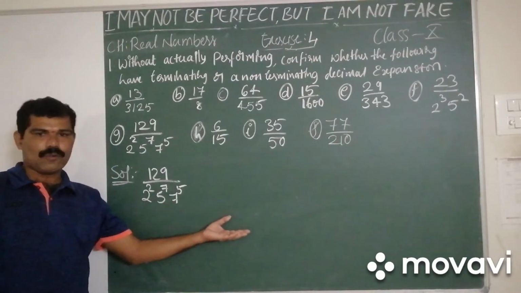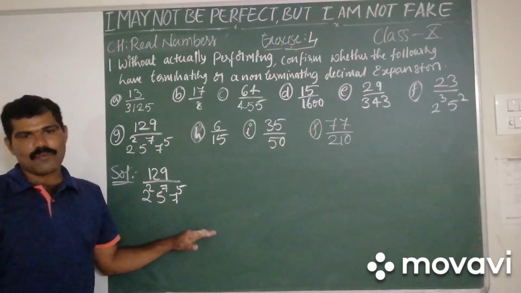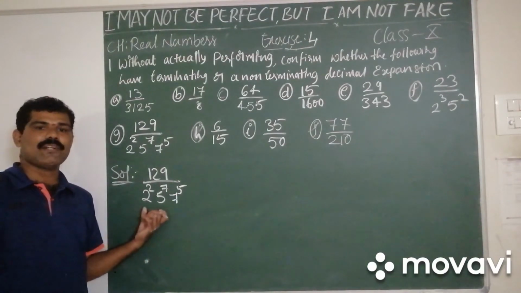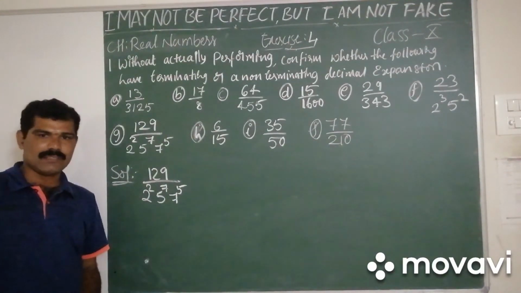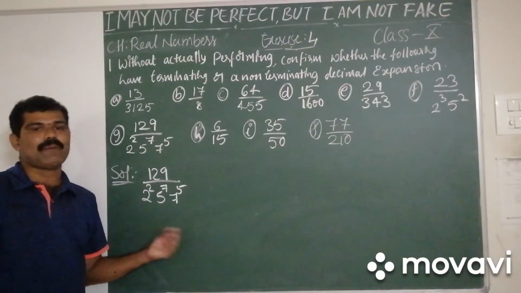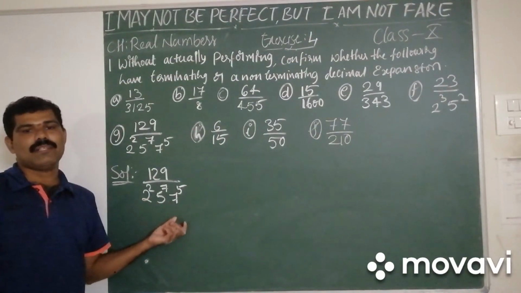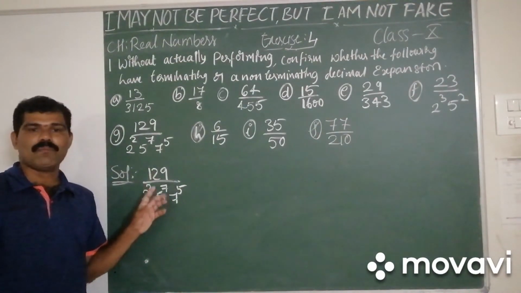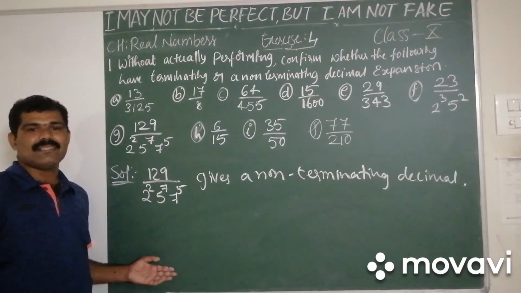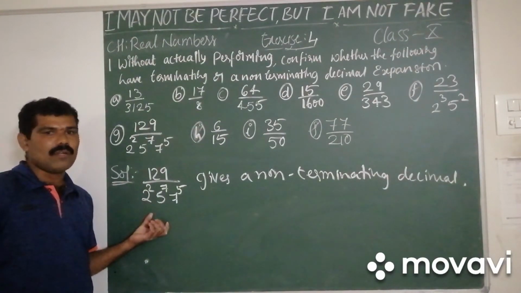So according to our rule, denominator should be in the form of 2 to the power of n or 5 to the power of m or 2 to the power of n into 5 to the power of m. That is, denominator should have only 2 as the prime factor or 5 as a prime factor or 2 and 5 as prime factors. But here the denominator has even 7 also as one of the prime factors. So the given rational number will not give you a terminating decimal. This gives a non-terminating decimal since the denominator is not in the form of 2 to the power of n into 5 to the power of m.